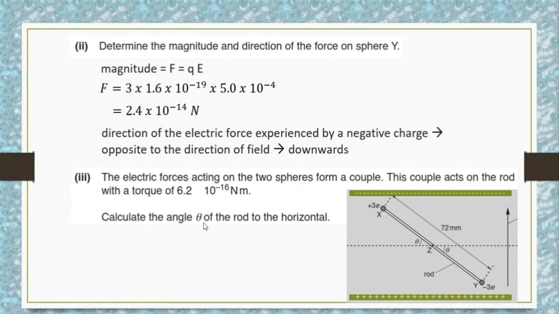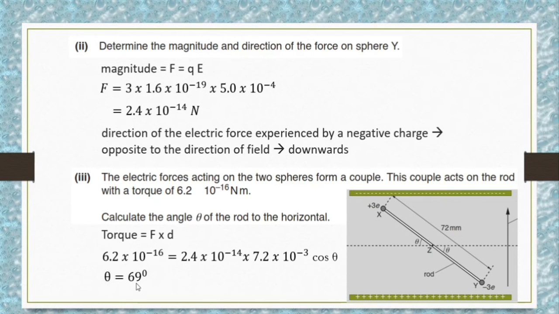We want to calculate the angle theta of the rod to the horizontal, so we can use the equation of the torque of a couple equals F times d, and d here is the perpendicular distance. So if you want to find this, you can use torque equals F multiplied by 7.2 times 10 to the minus 3 meters multiplied by the cosine of theta. So you can find that theta is 69 degrees.